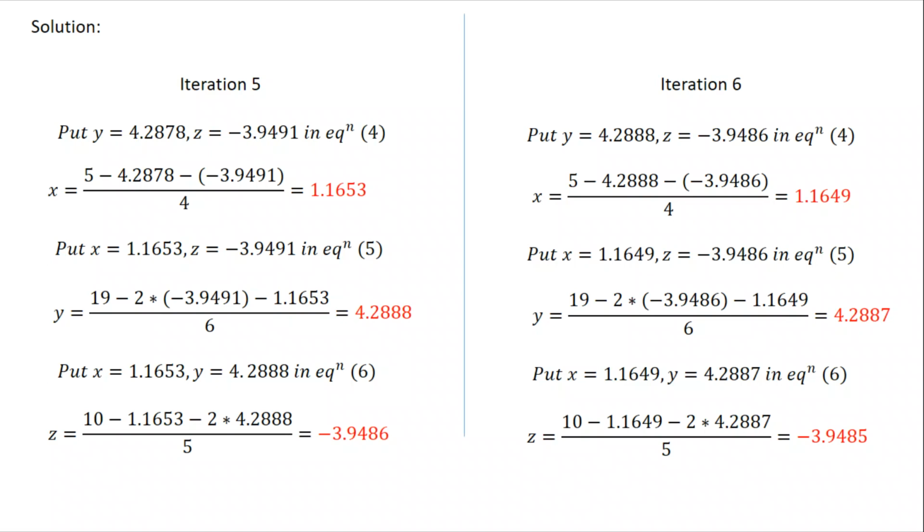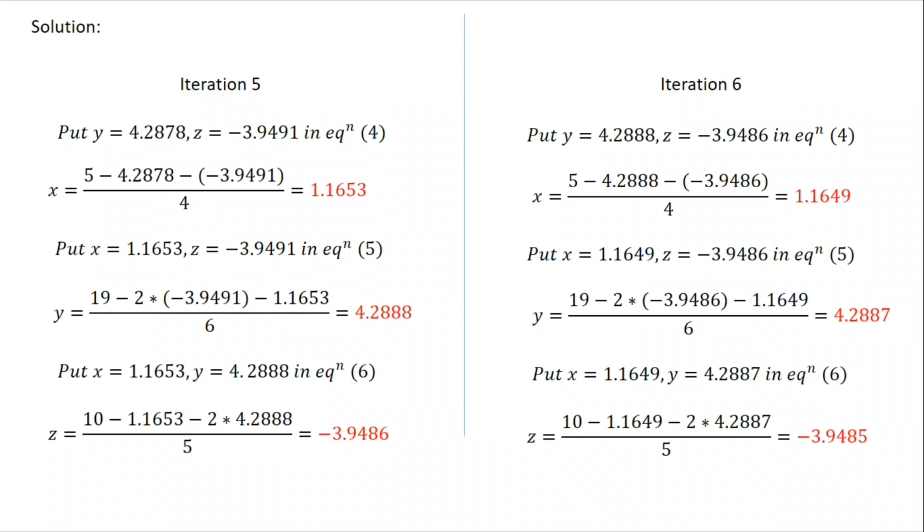Now compare the iteration 5 values of x, y, z and the iteration 6 values. Here the x value is 1.1653 and from iteration 6 it is 1.1649. If you see the difference, the error between them is 0.0004. Then compare the value of y: 4.2888 and from iteration 6 4.2887. So the error here is 0.0001. Then the z value is minus 3.9486 and from iteration 6 it is minus 3.9485. So here the error is also 0.0001. So this error is small.